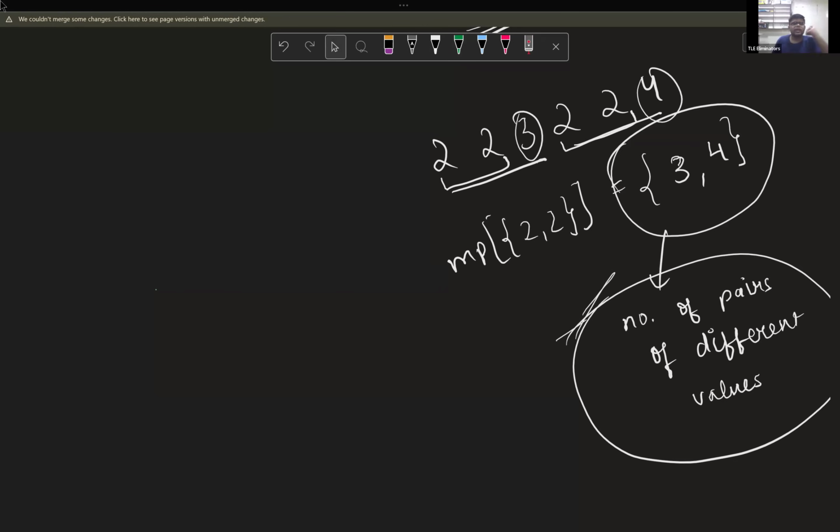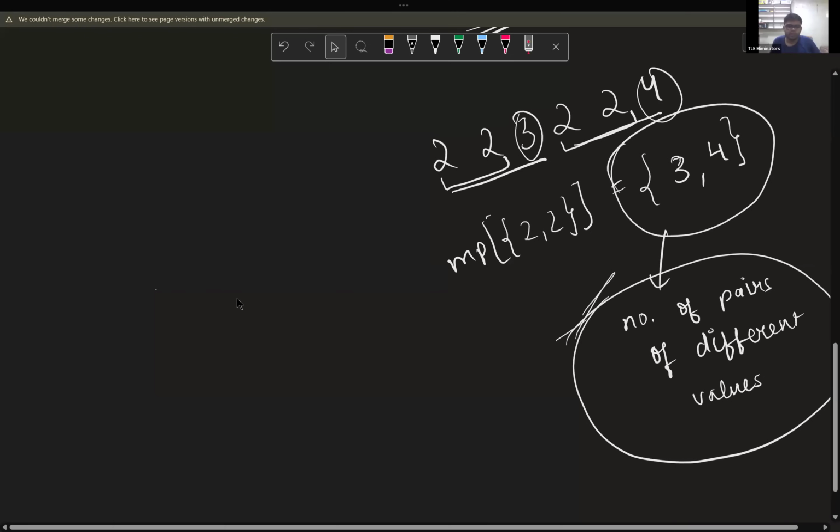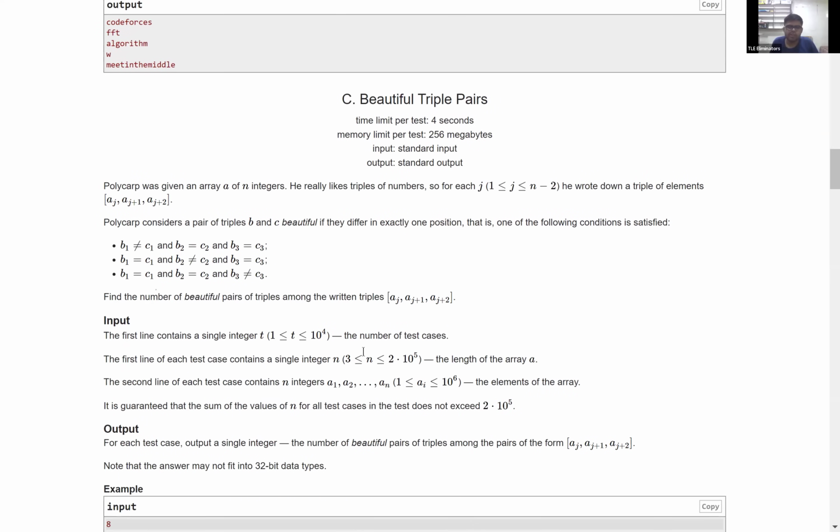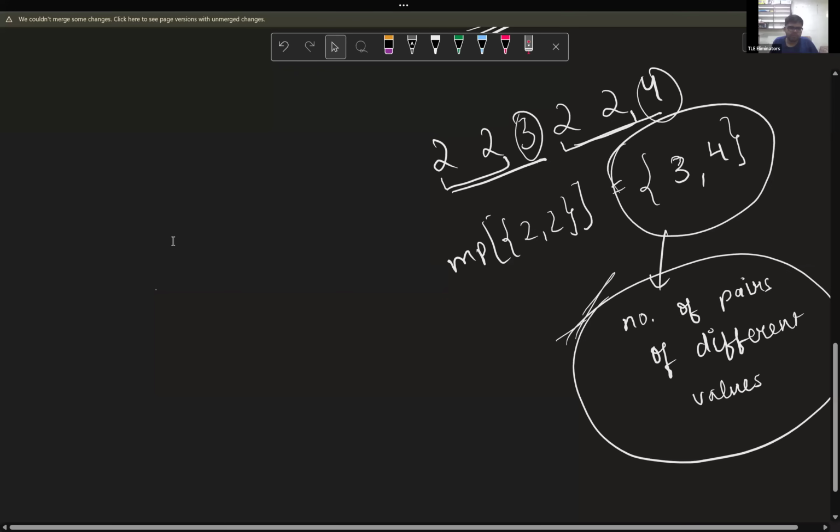Okay, so the chat says map. Okay, Soumya, exactly. I solved using two loops, but got TLE. Yeah, two loops won't work. Need the constraints. The constraints are pretty huge, less than or equal to 2 into 10 raised to the power 5. So n square will definitely fail.